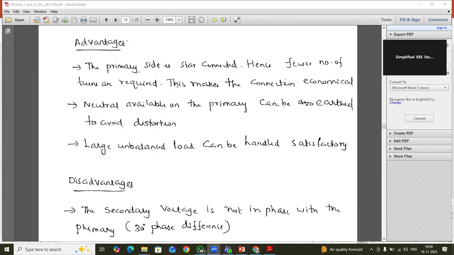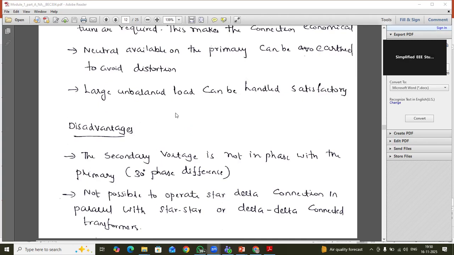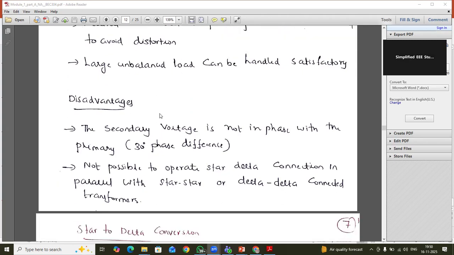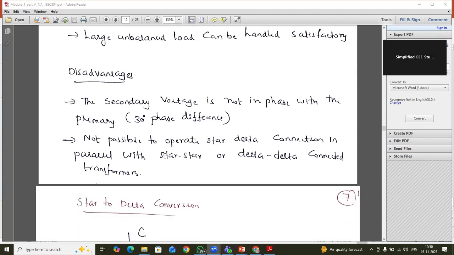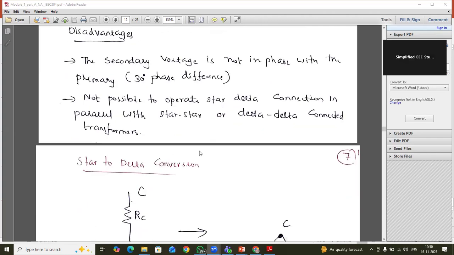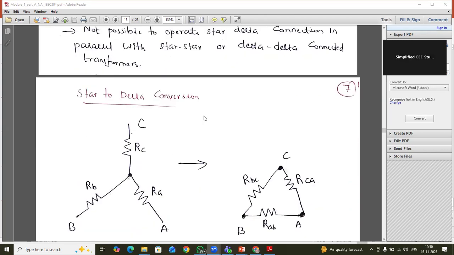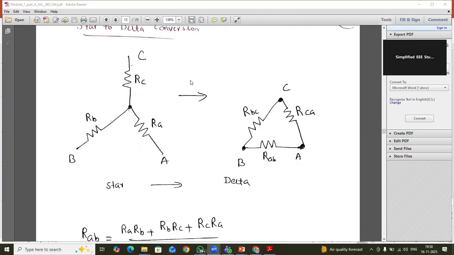So advantages: network simplification will be very easy. Then drawback: it is not possible to operate a star delta connection in parallel with a star star or delta delta connection. That is a major setback. So remember the formula, that is most important.